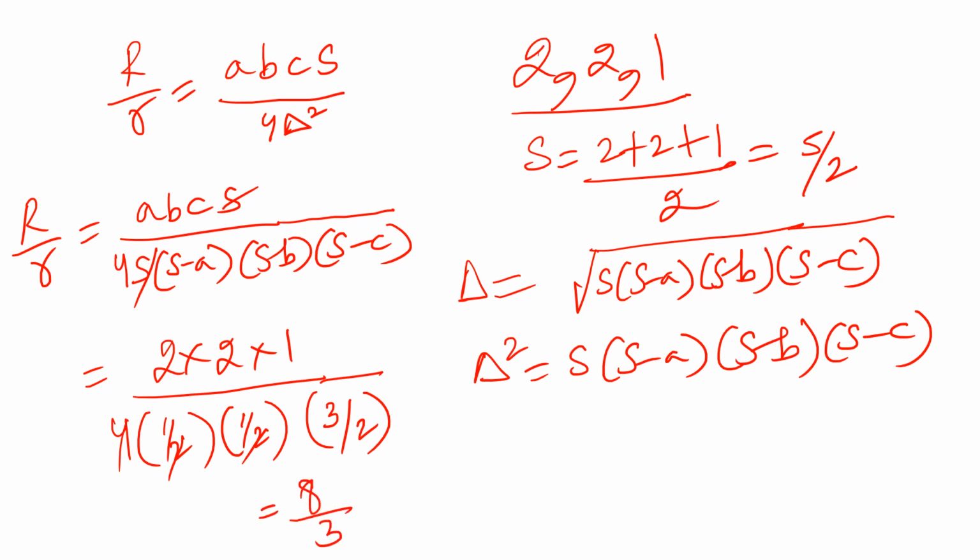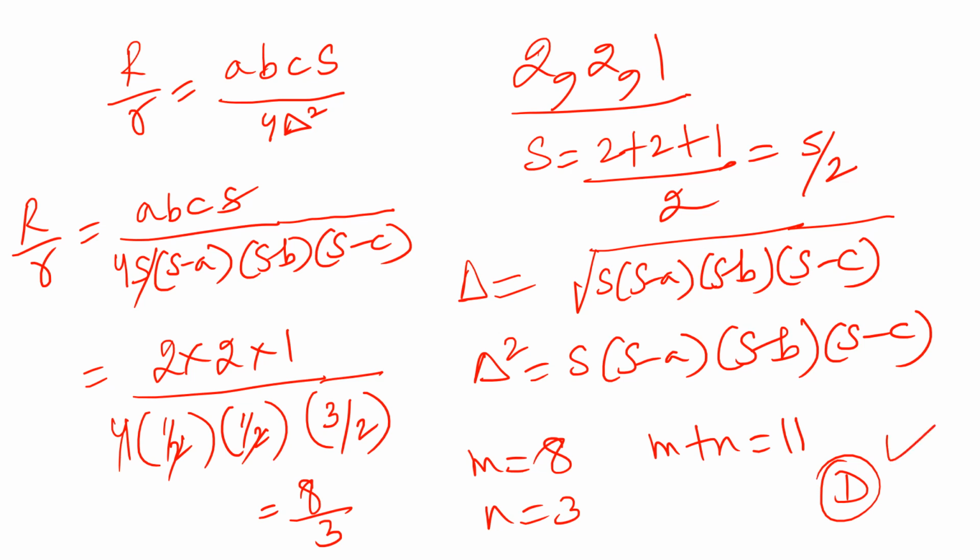Now students, obviously 8 and 3 are co-prime positive integers, which was our condition for M and N. So M is equal to 8 and N is equal to 3. So M plus N becomes 11. Hence option D is the correct one. Now we move to the next problem.